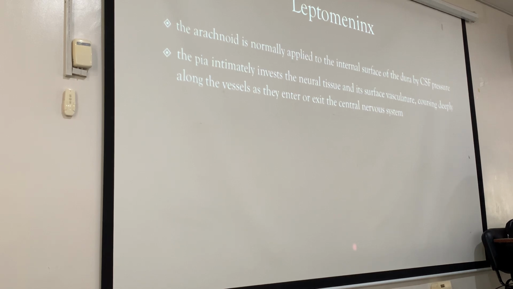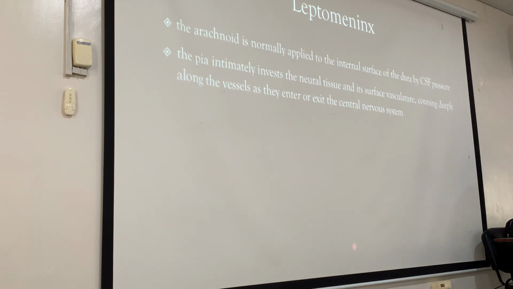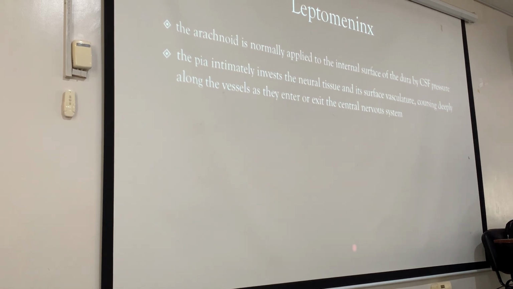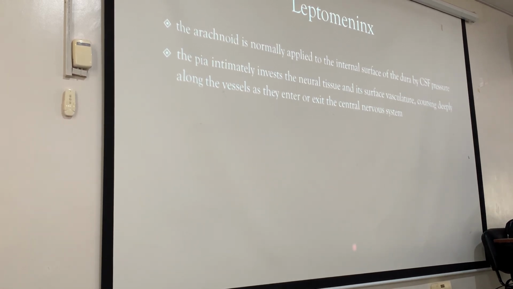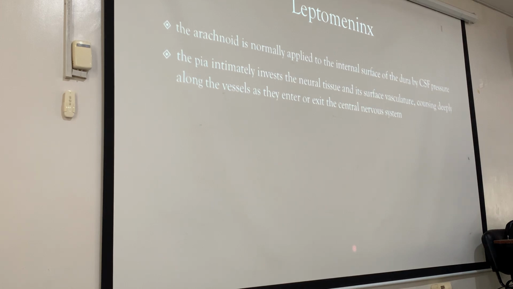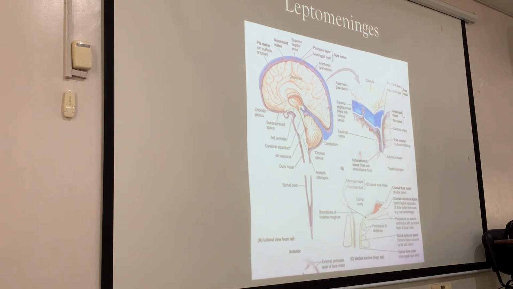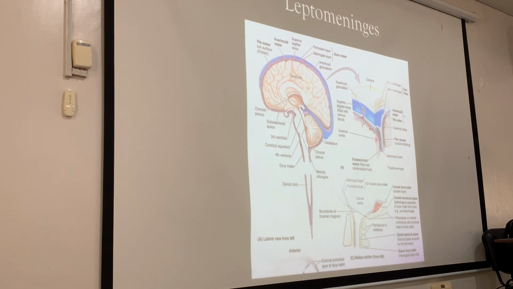The pia intimately invests the neural tissue and its surface vasculature, coursing deeply along vessels as they enter or exit the nervous system. So the pia is very close to the brain and very close to the blood vessels supplying the brain. Okay, so again, that's arachnoid mater, then arachnoid trabeculae with CSF there, and then pia mater right on the brain.